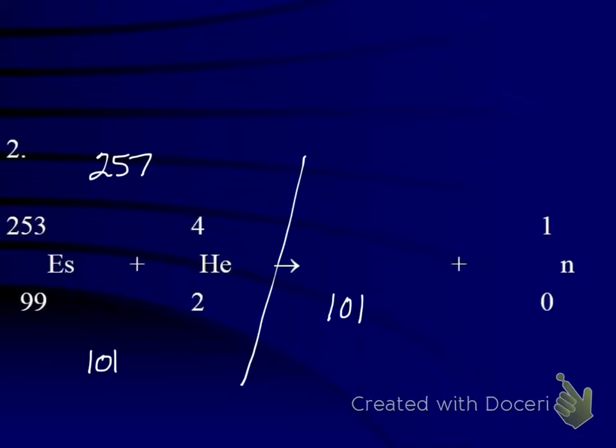101. Okay? It wasn't a trick question. I was being silly. What plus 1 is 257? 256. So find element 101, and it is MD. And now that's balanced. Okay? Seem okay?